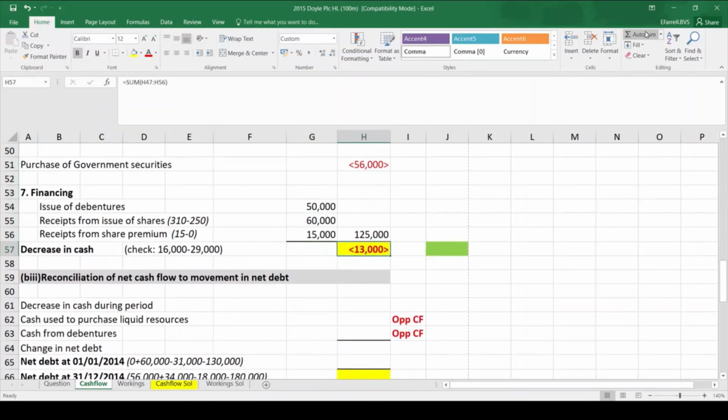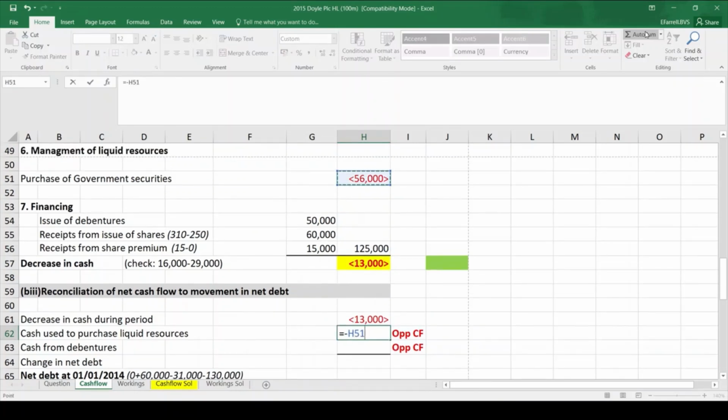The last thing there is the reconciliation of net cash flow to movement in net debt. So the first thing I'm going to start off with here is the decrease in cash in the period from the previous part, minus 13,000. Then what will go in is the cash used to purchase the liquid resources. So again, I will just think of this as the opposite of the cash flow. Whatever the government securities or liquid resources are here just goes in as the opposite sign, because you're dealing with cash in the cash budget, and this is about debt. So just think of it, it should be the opposite sign. So that goes in as plus 56.